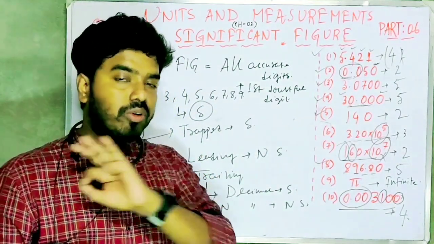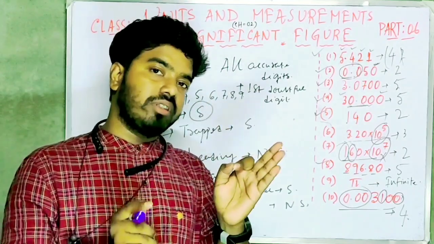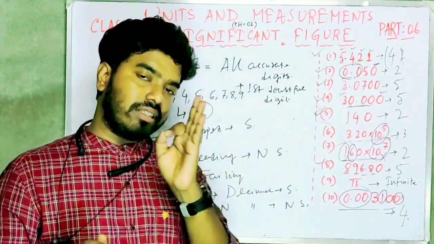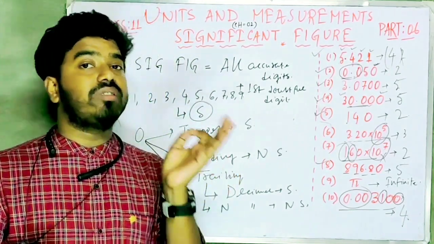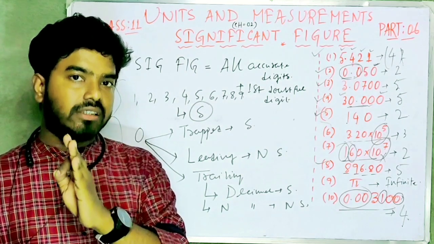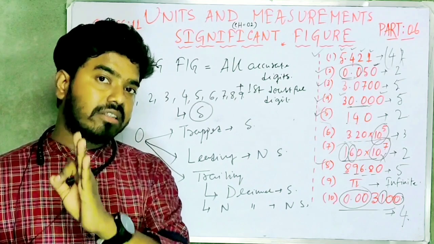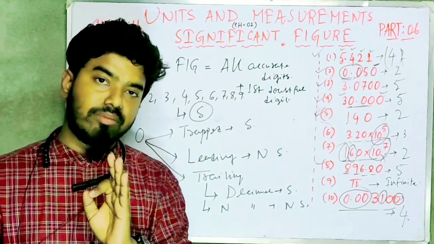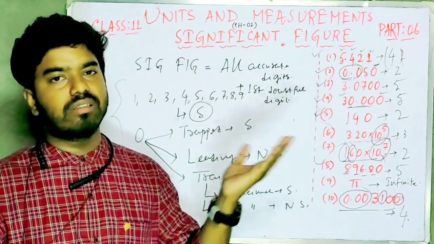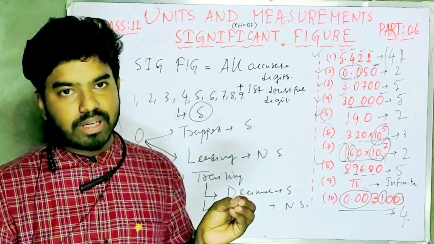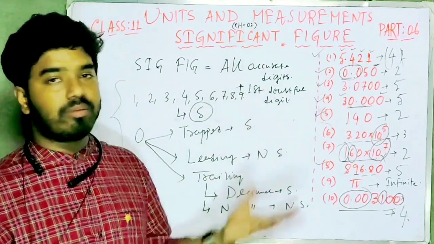First, any non-zero digit is significant. Second, all zeros between two non-zero digits are significant. 0 that is leading, that is not significant. 0 which is placed at the end and that is after the decimal, significant. 0 which is placed at the end but not after the decimal, that is not significant. The power of 10, not significant. And for changing units there is no need to change the significant figure, and for a fixed value the significant figure is infinite. So this is all about today's class.